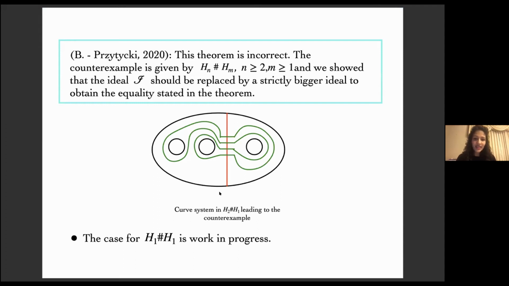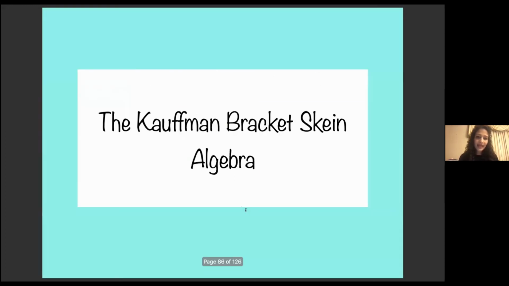And this just illustrates a curve system in H_2 connected sum H_1, which leads to the counterexample. What we do conjecture, however, is that the theorem is true for H_1 connected sum H_1, and proving that result is work in progress. Okay, so this was all about the Kauffman bracket skein module and its structure and its properties and some examples.